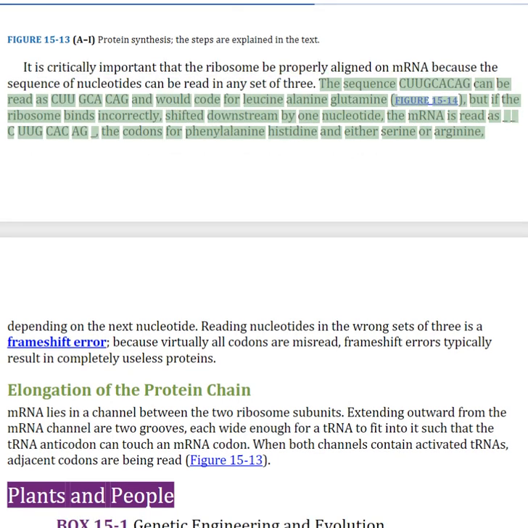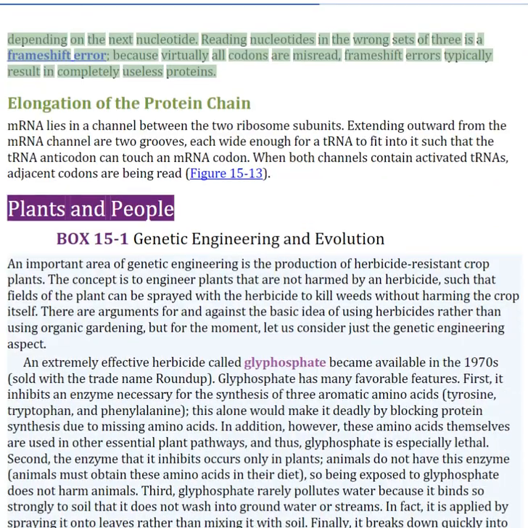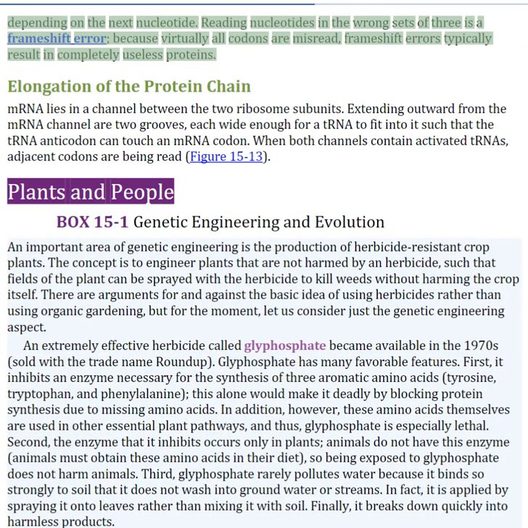The sequence CUUGCACAG can be read as CUU GCA CAG and would code for leucine, alanine, glutamine. But if the ribosome binds incorrectly, shifted downstream by one nucleotide, the mRNA is read as UUG CAC AG, the codons for phenylalanine, histidine, and either serine or arginine, depending on the next nucleotide.